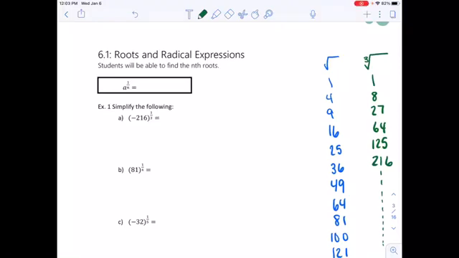Hello all, today we are covering 6.1, roots and radical expressions. It's really just a continuation of the previous video. So you guys will be able to find nth roots here.